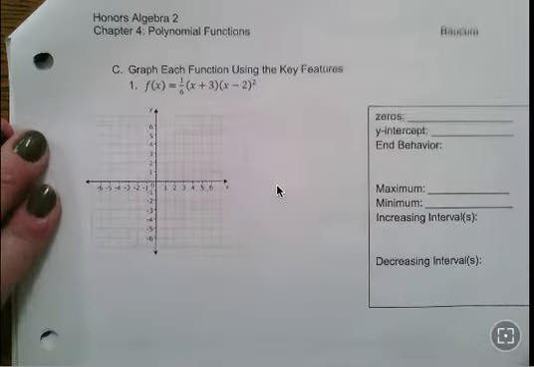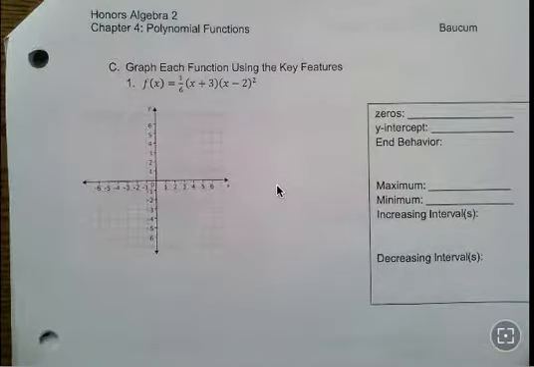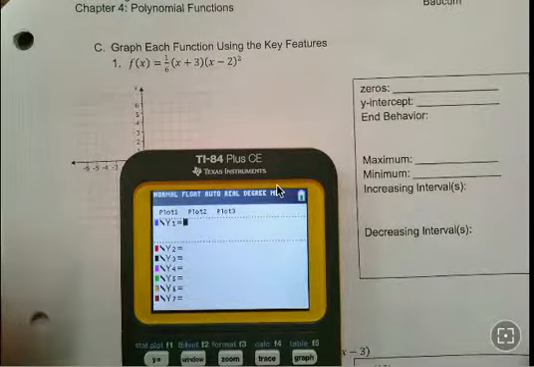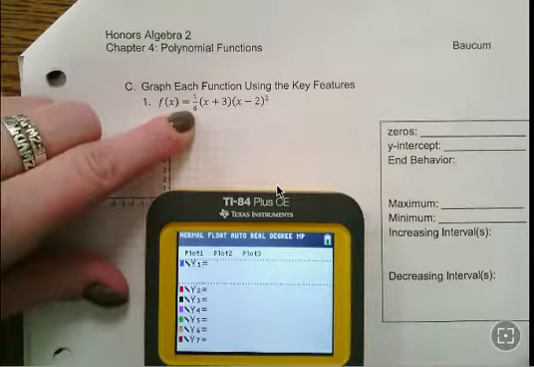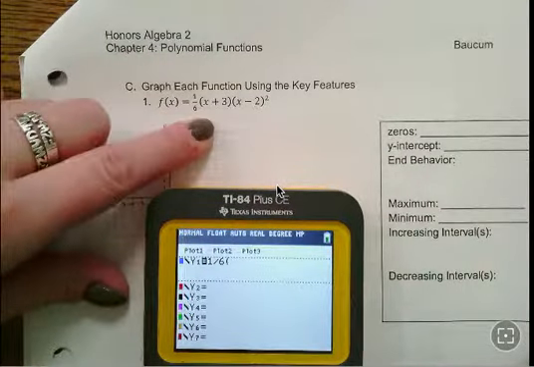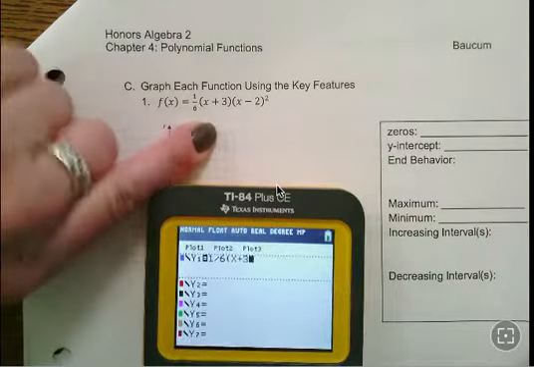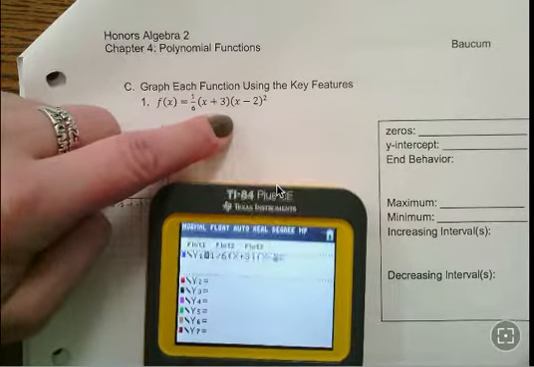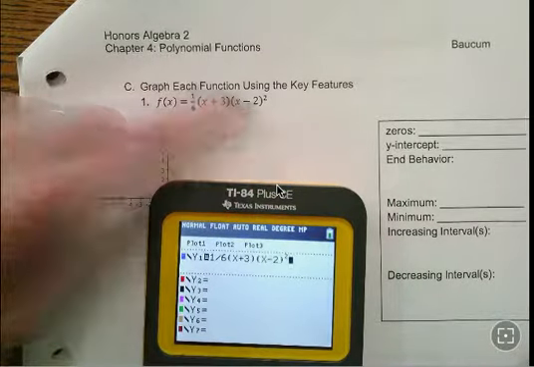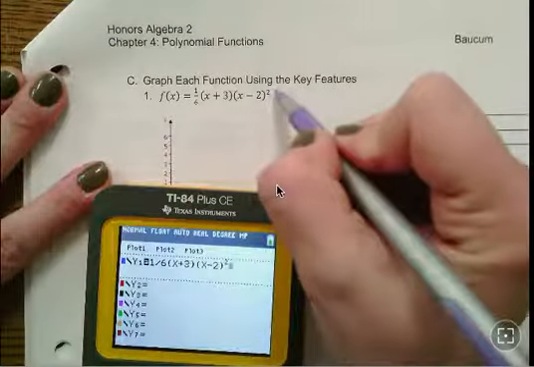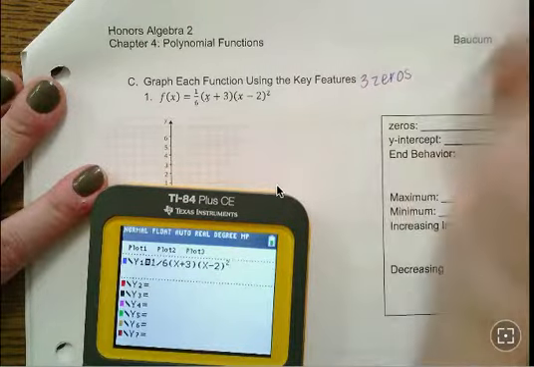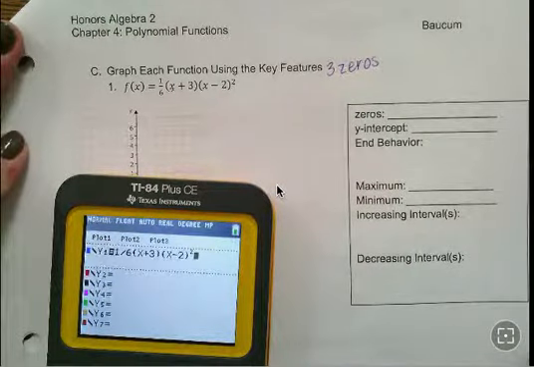So now let's take all this information that we got and let's graph it. Whenever you see the words graph each function, your first instinct should be to go to this calculator, clear it out, and plug in the polynomial that's there. So we've got 1/6 times (x plus 3) times (x minus 2) squared, okay? And just so we know ahead of time, we're looking for 1, 2, 3 zeros. I just like to know that ahead of time. That's where we're going with this, okay?